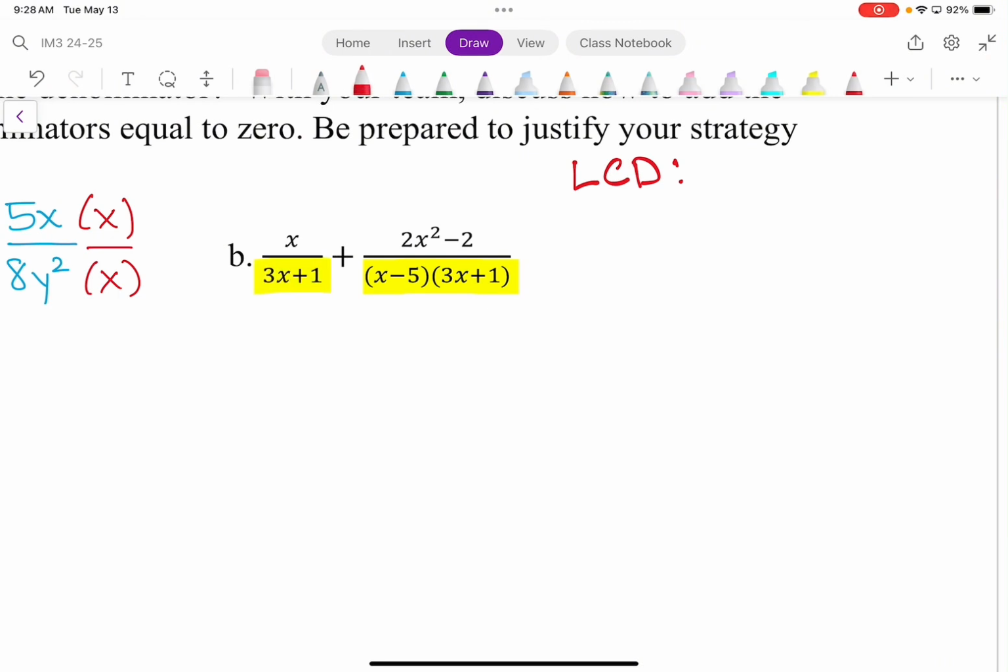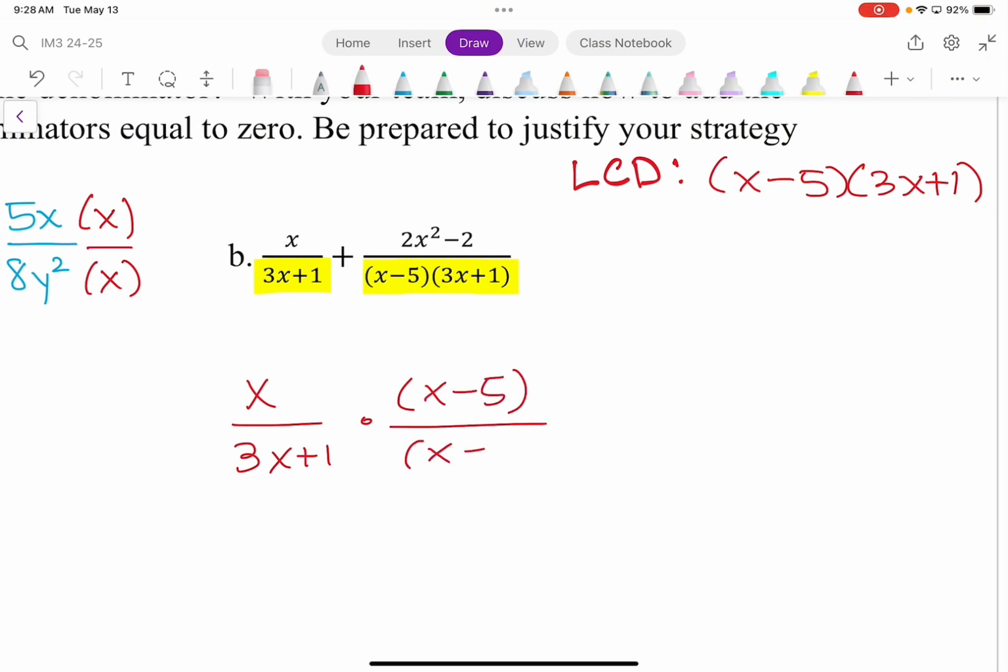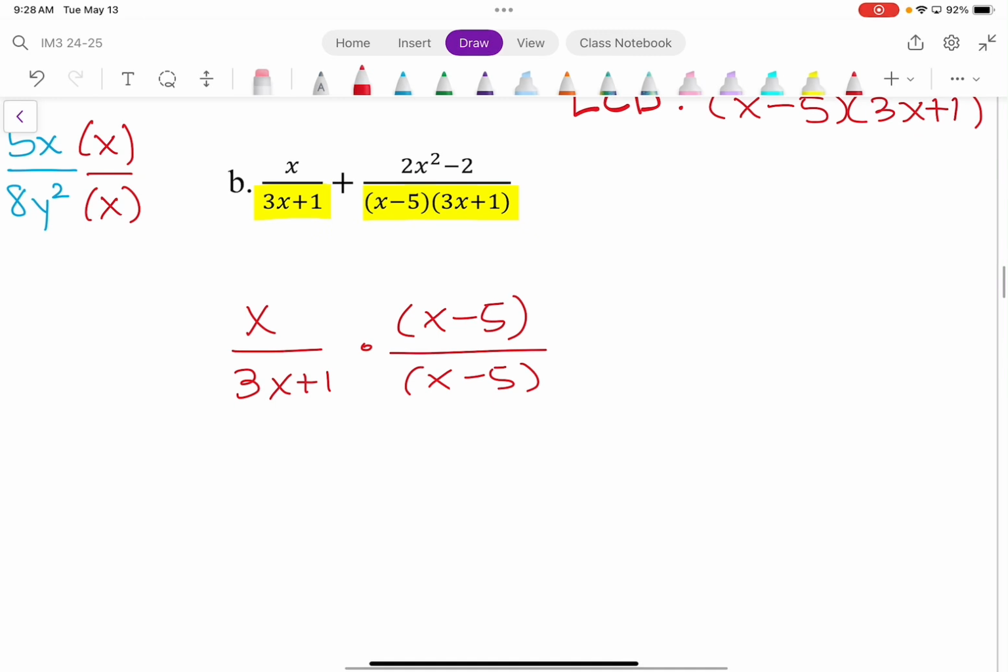The x minus 5. So that means for your least common denominator, you want it to be x minus 5 times 3x plus 1. Right? Because our second fraction already has that, we don't need to do anything to our second fraction. However, since our first fraction is missing x minus 5, that means we have to multiply our first fraction by x minus 5 over x minus 5. So that's going to give us x squared minus 5x over x minus 5 times 3x plus 1.